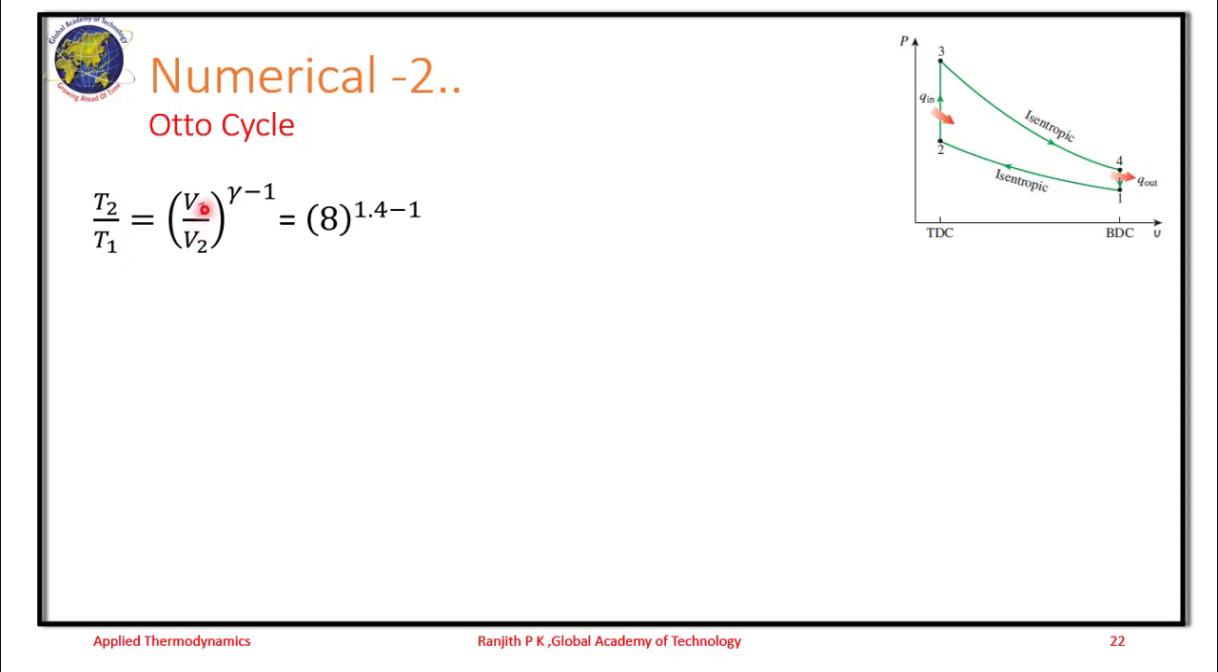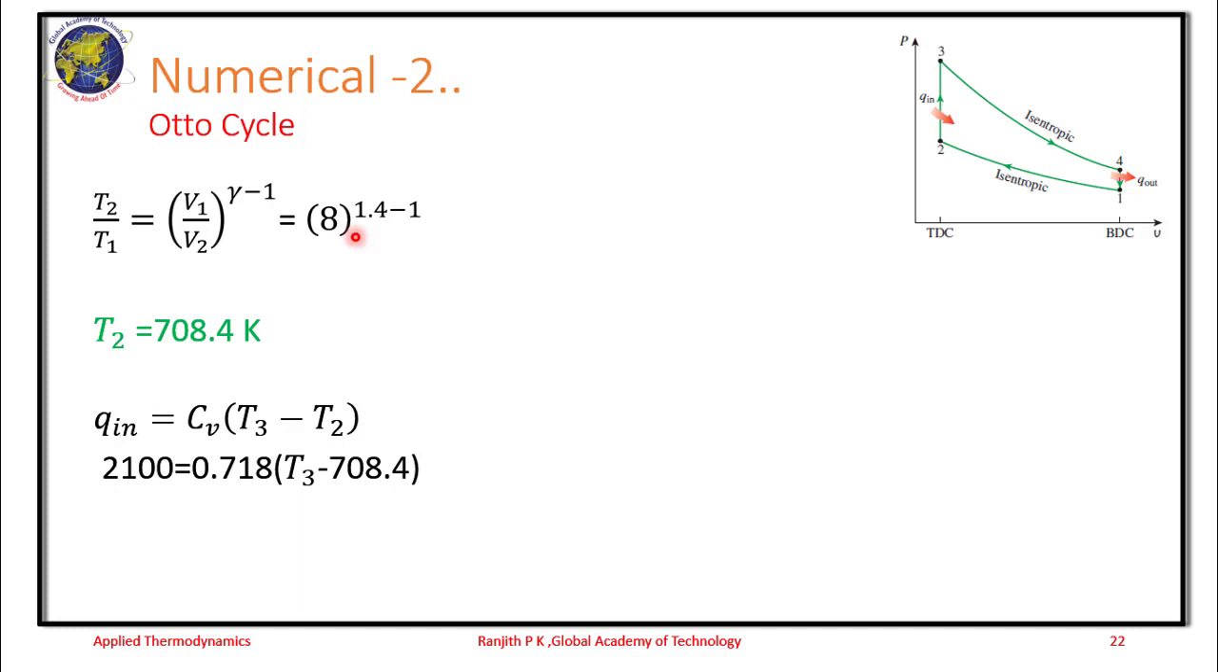Next, we look at the process 1 to 2. T2 by T1 is equal to V1 by V2 power gamma minus 1, which is nothing but Rc power gamma minus 1. So Rc is 8, and that is what is substituted here. So we have T2 as 708 Kelvin. Then Q in is equal to Cv into T3 minus T2 is the formula. The heat supplied, that is Q in, is already given. So after substituting the relevant numbers, we end up calculating T3. So T3 is 3633 Kelvin.